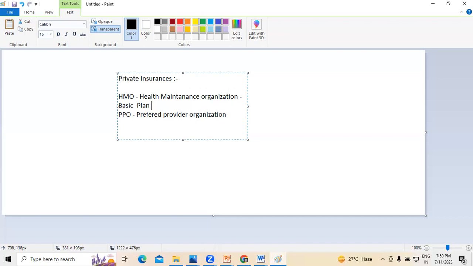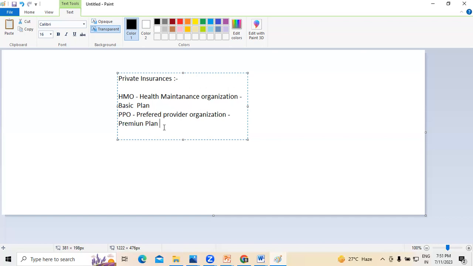Point number one. Whereas Preferred Provider Organization is a premium plan. Premium plan means the premium will usually be higher. An individual who has this insurance plan is eligible to meet any specialized doctor if they require. So normally when we talk about private insurances, we see two plans, one is HMO and second is PPO. HMO is a Health Maintenance Organization, which is a basic plan, whereas PPO is a Preferred Provider Organization, a premium plan.